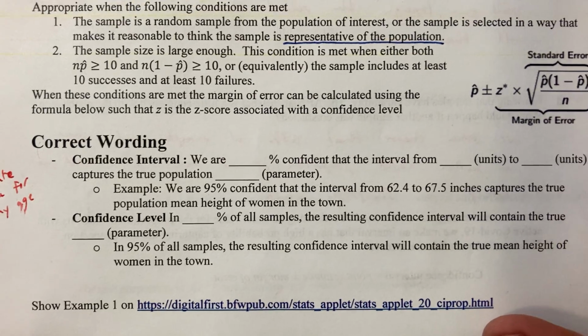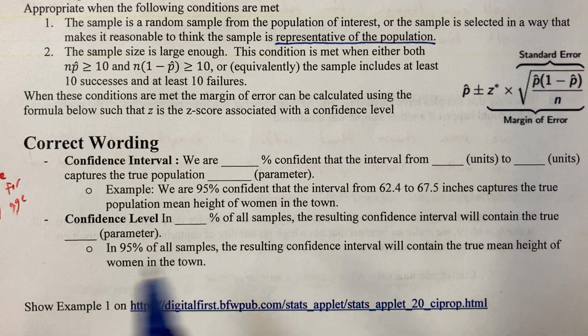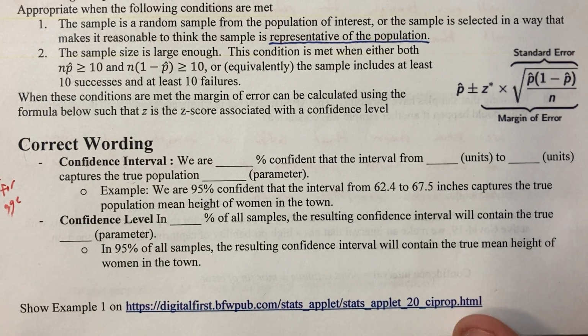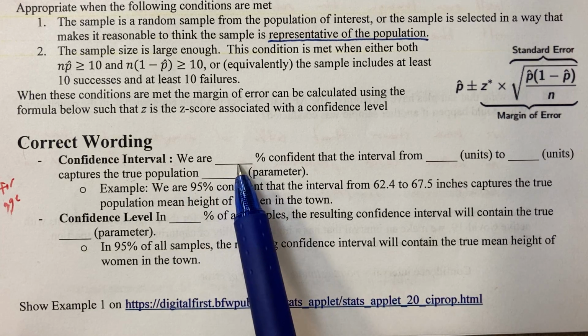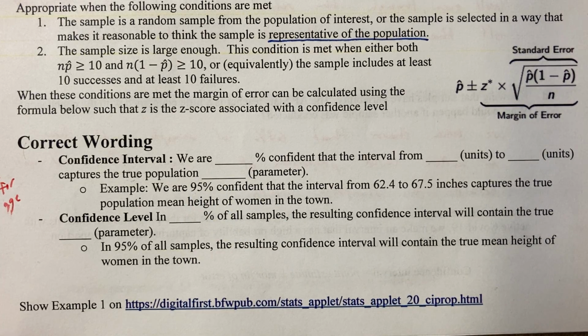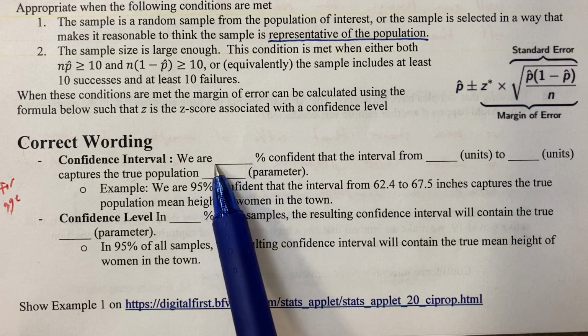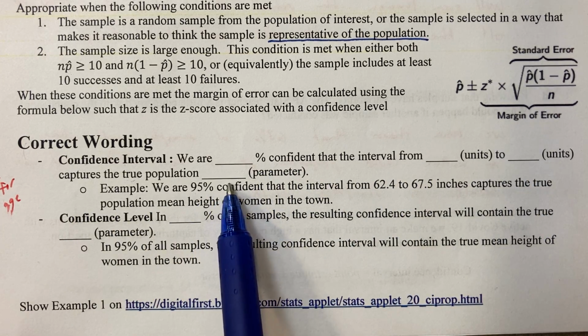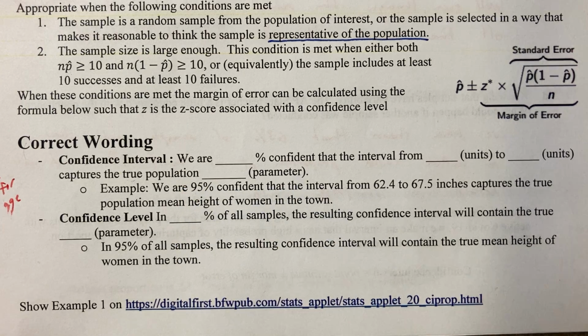Here is the script. For a confidence interval, there's confidence interval and there's confidence level. We got different scripts. Stick to the script and you will be fine. For a confidence interval, here's the script. We say we are 95 or 90% or 99%, whatever they ask us. We are blank percent confident that the interval from blah to blah captures the true proportion, and then you give context.